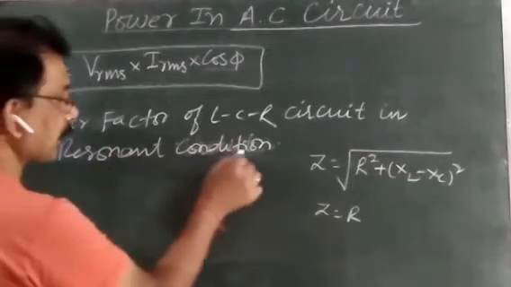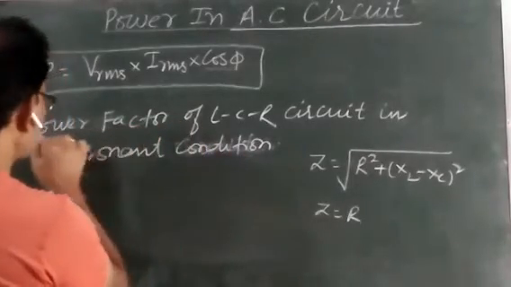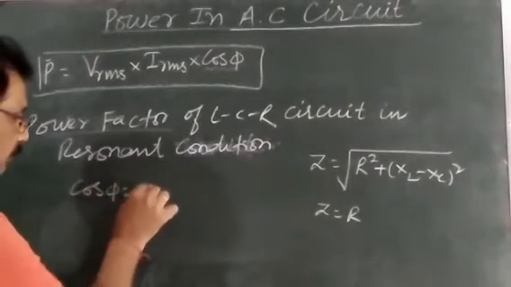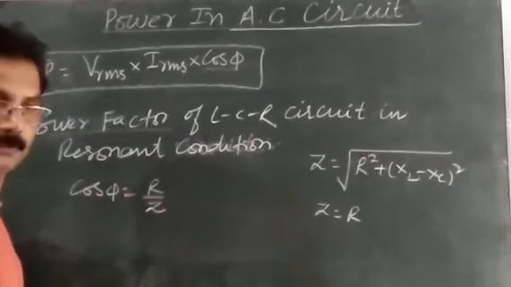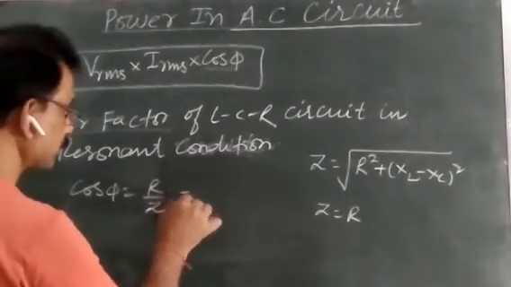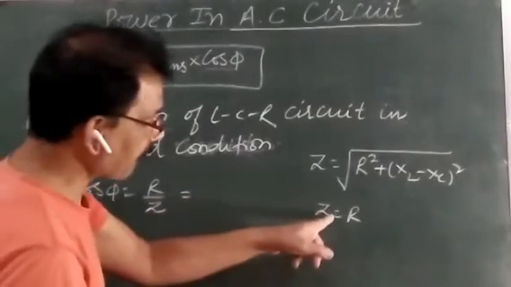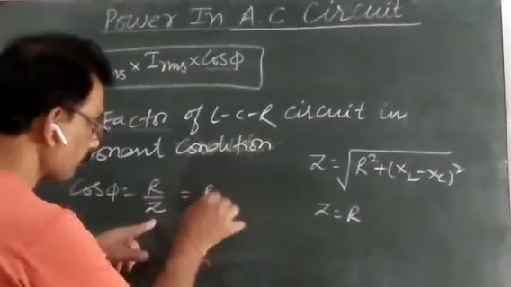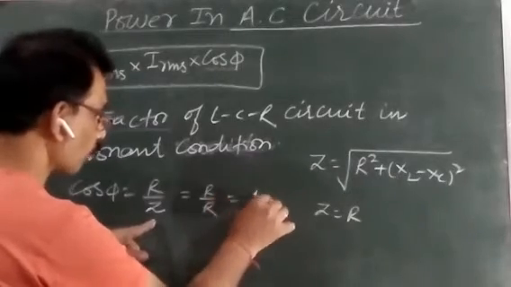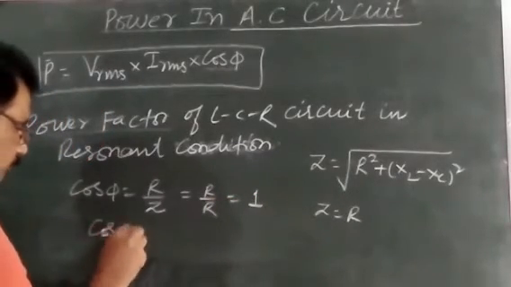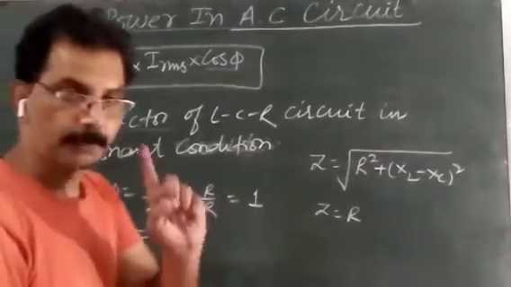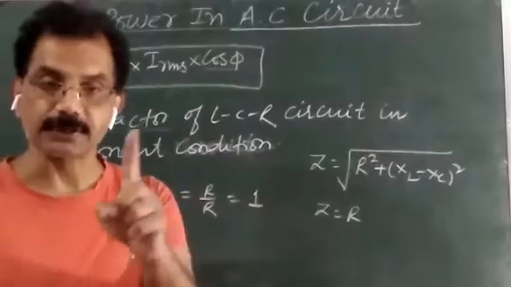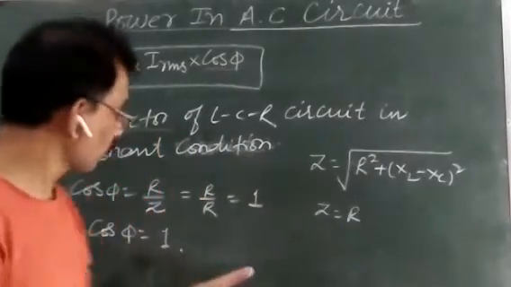And in resonant condition, our aim is to find the power factor. You know power factor is cos phi, which is equal to R by Z. And in resonance condition, what is the Z for the LCR circuit? Z is equal to R. You can write R by R, which is equal to 1. It means you can say cos phi equals 1. Always remember this. The power factor of an LCR AC circuit in resonance condition is how much here?